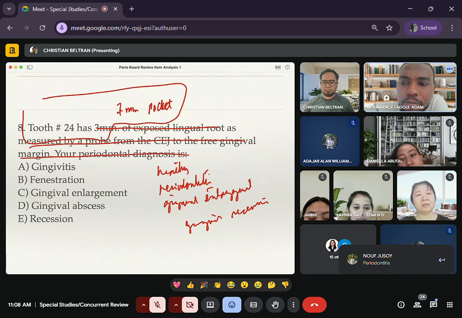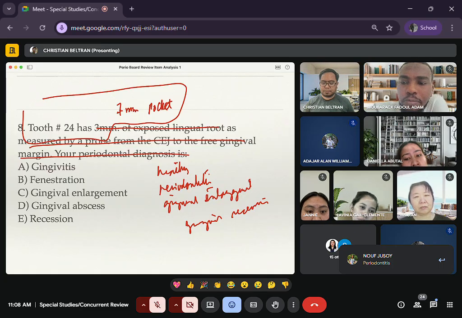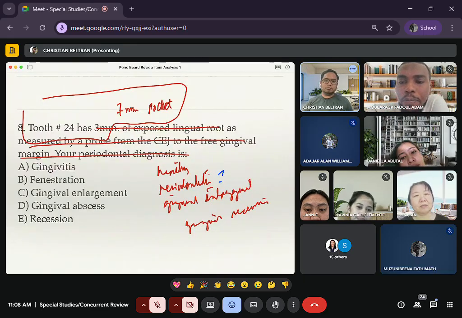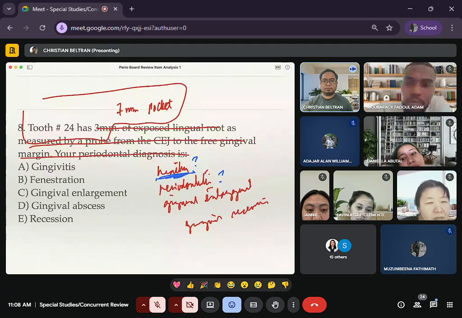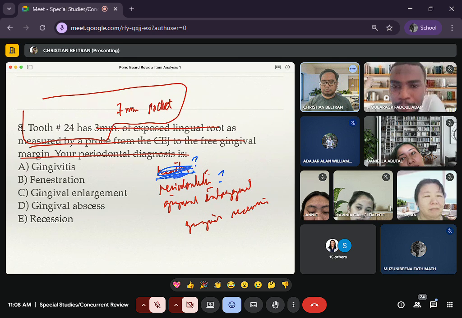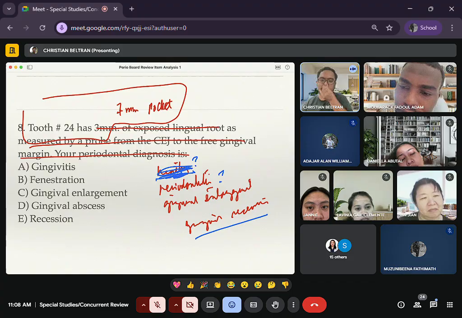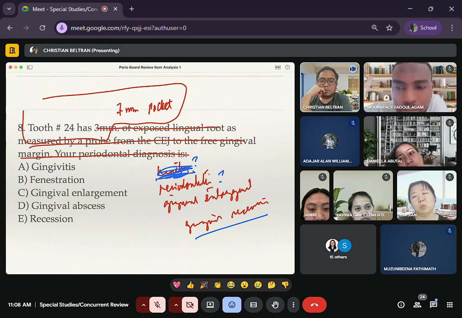Perio. Healthy? Pwede ba? Hindi pwedeng healthy. Gingival recession. Pwede ba yung gingival recession? Tooth 24 has a 7 mm pocket. That's the only thing that you know. There's a 7 mm pocket. Is it possible that the tooth also has gingival recession?